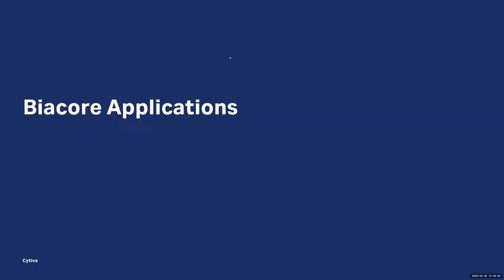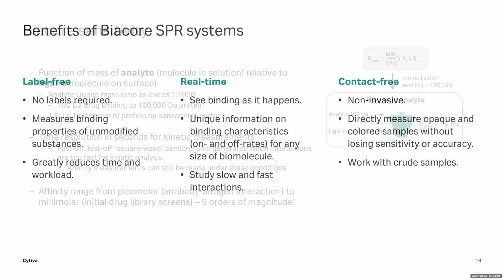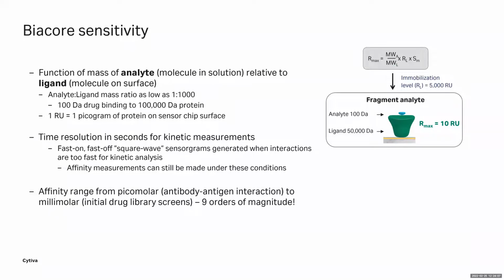How do you convert resonance units to site occupancy? Because k_on, k_off would need that. Very good point. I'm going to actually go back a few slides here. There. Here we have the Rmax equation. This Rmax is your expected maximum binding signal based on a given ligand density and the molecular weights of the analyte and the ligand. Now, the Rmax is also that condition where 100% of your ligand is occupied.